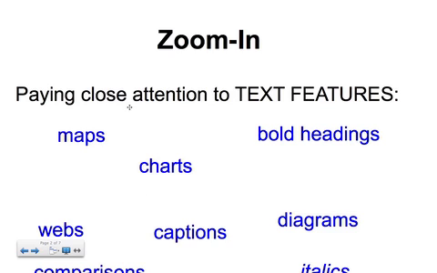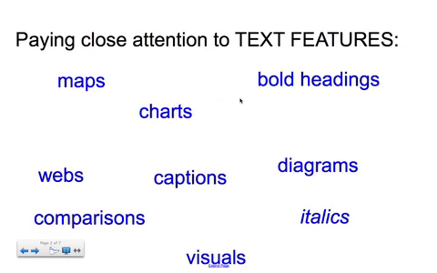All right, zooming in, paying attention to the text features. This is a new word for me, text features. That's all this stuff, maps, webs, comparisons, diagrams, Venn diagrams. Anything in italics is considered a text feature. Any headings that are bolded, big bold words, those are text features. Captions below pictures are text features. Pictures themselves are visuals, those are text features. So when you take your brain and look specifically at those items, you are zooming in.